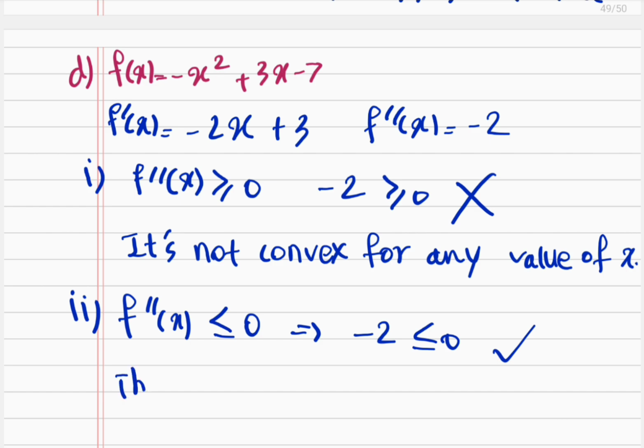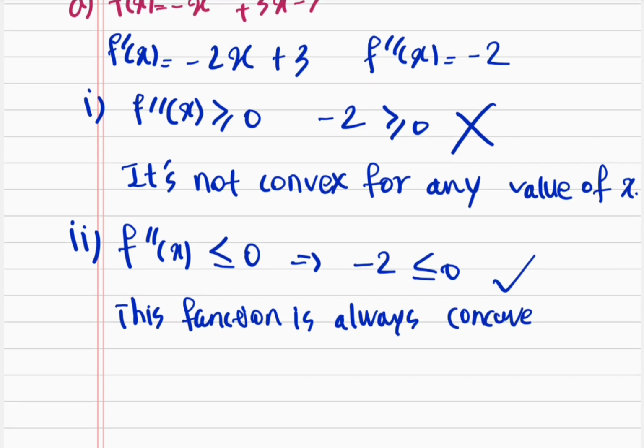So you can say this function is always concave, i.e. the values of x for which the function is concave are basically any value of x, or you can rewrite this as the values of x from minus infinity to plus infinity.